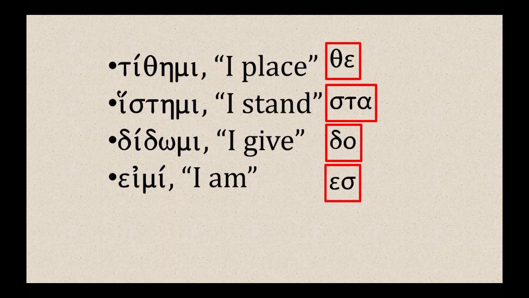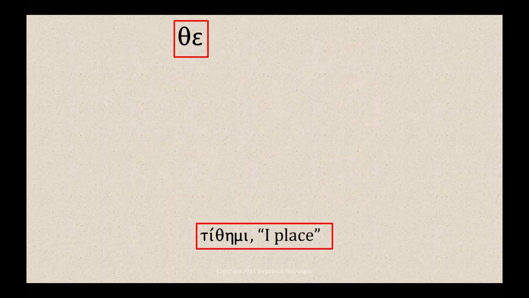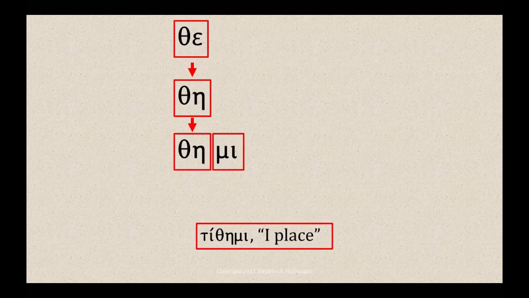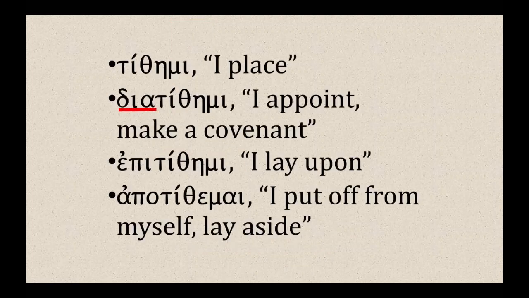So if we take the root, we lengthen the vowel from epsilon to eta. We put our ending on it. This is the personal ending, the subject, the doer of the action, mi, I, and I place, and then we have the reduplication on the front. And because they didn't like aspirates back to back like that, they just deaspirated the theta. Same thing when we look at this: if we take that stem out of the root, we can add prepositions on the front of it and we just lengthen it and go.